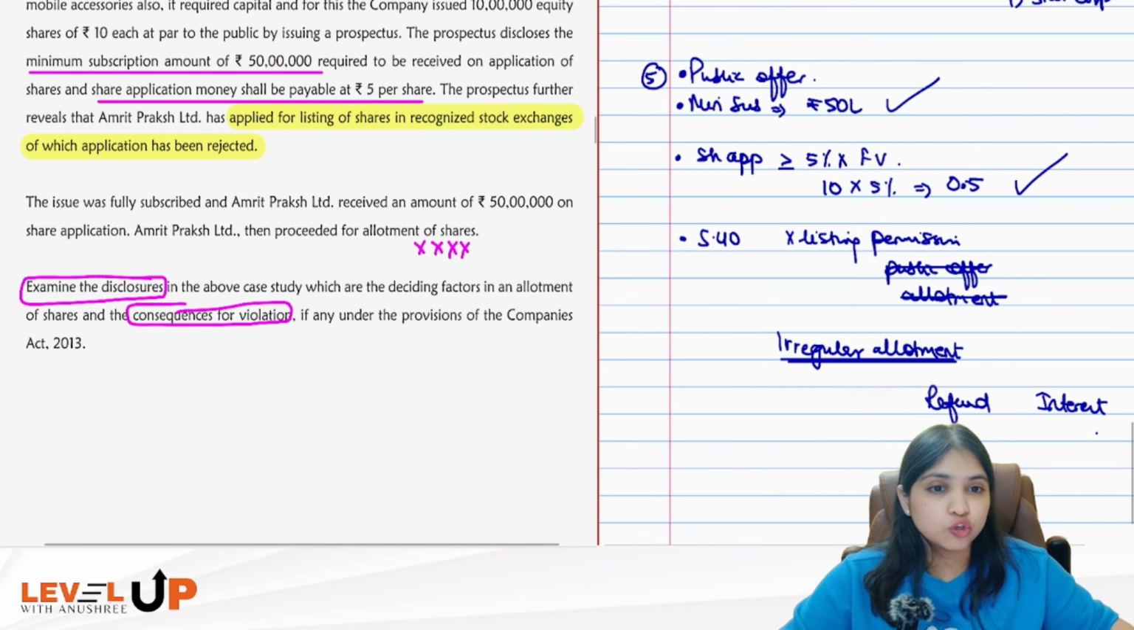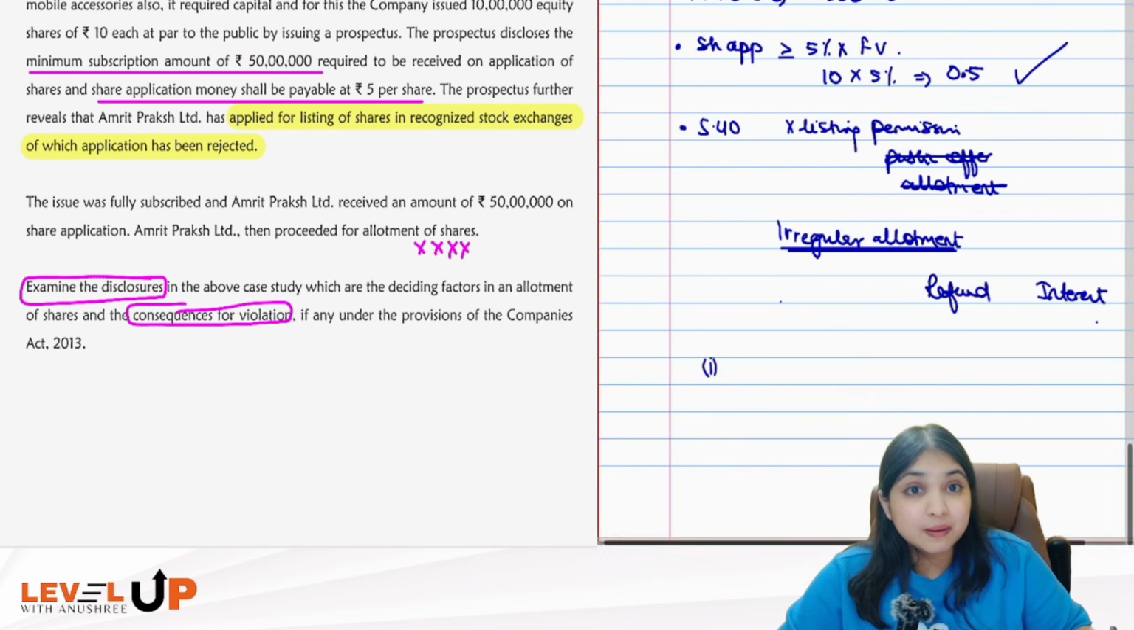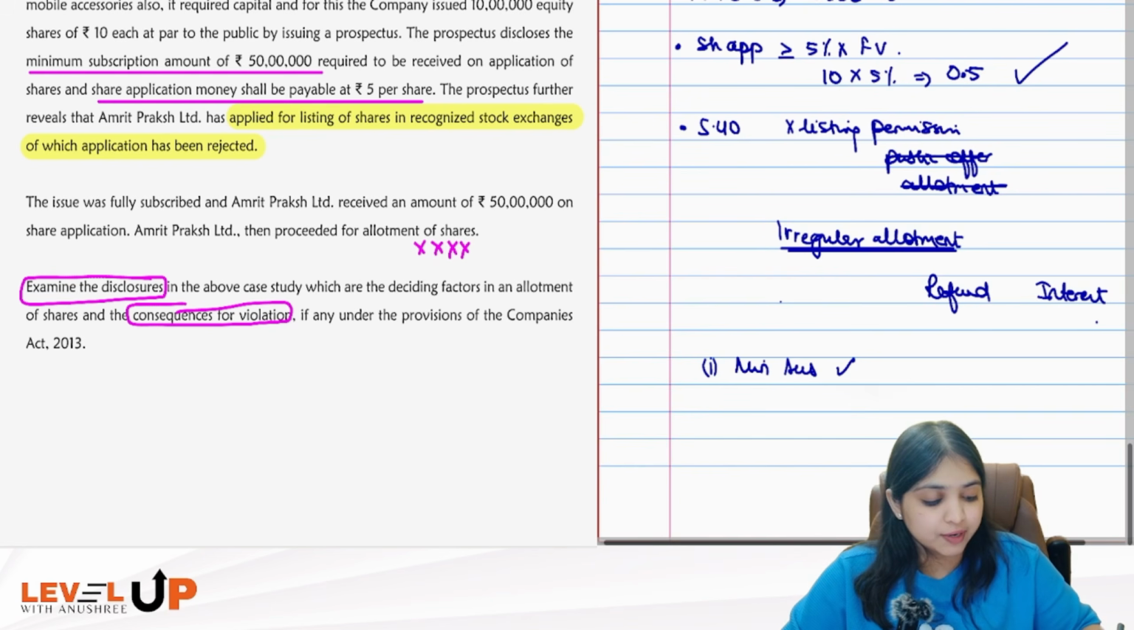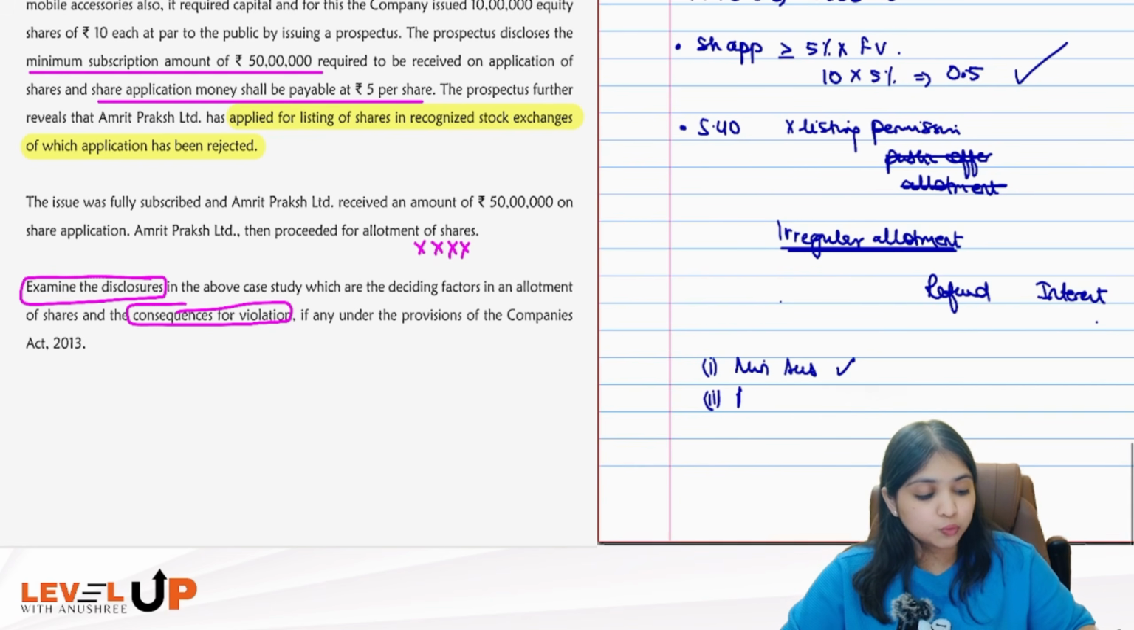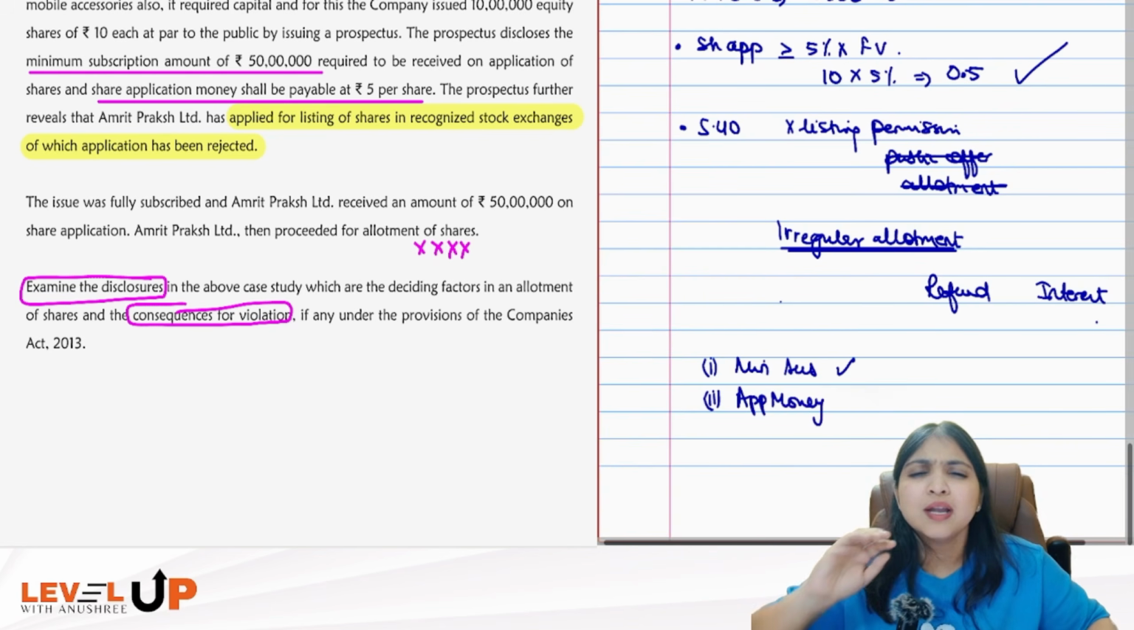So what are the disclosures over here? Disclosure number 1, minimum subscription. Yes, minimum subscription provisions have been met, perfectly fine. Then disclosure number 2, the share application money has to be at least 5% of the face value. Yes, it is perfect.